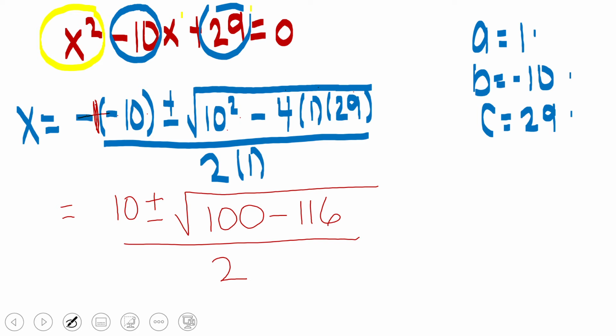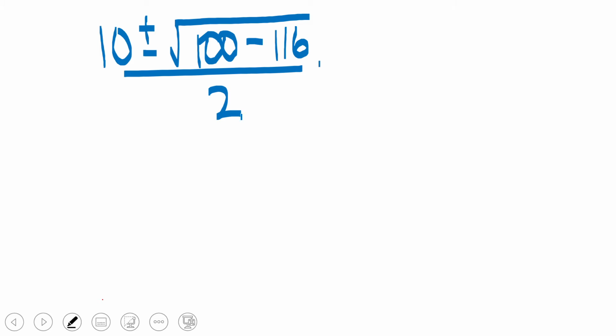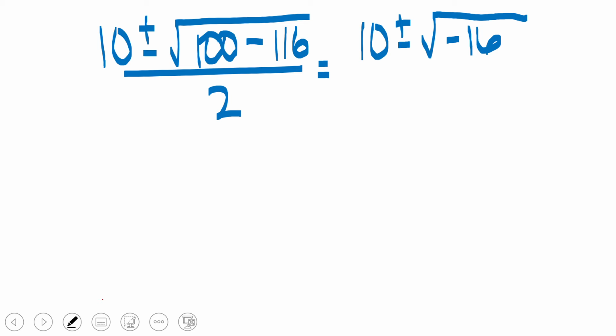Okay, I'm going to continue on another slide. I'll rewrite our value at the top. So 10 plus or minus the square root of 100 minus 116, all over 2. We can continue to simplify. 10 plus or minus the square root of a negative number, we've seen that before, all over 2. And we'll continue to simplify.